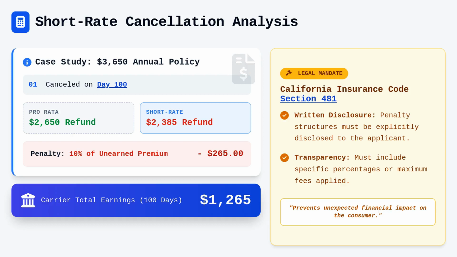Consequently, the insured receives only $2,385 back, while the insurance carrier pockets a total of $1,265 for just 100 days of actual exposure.